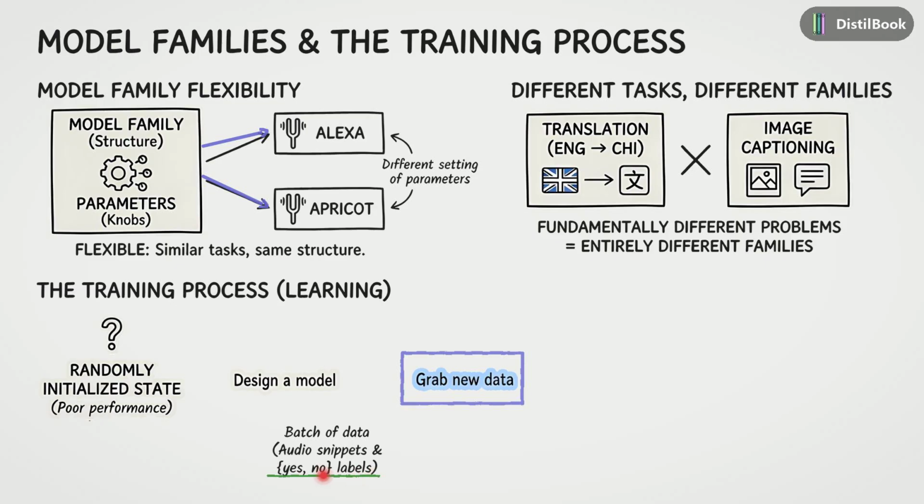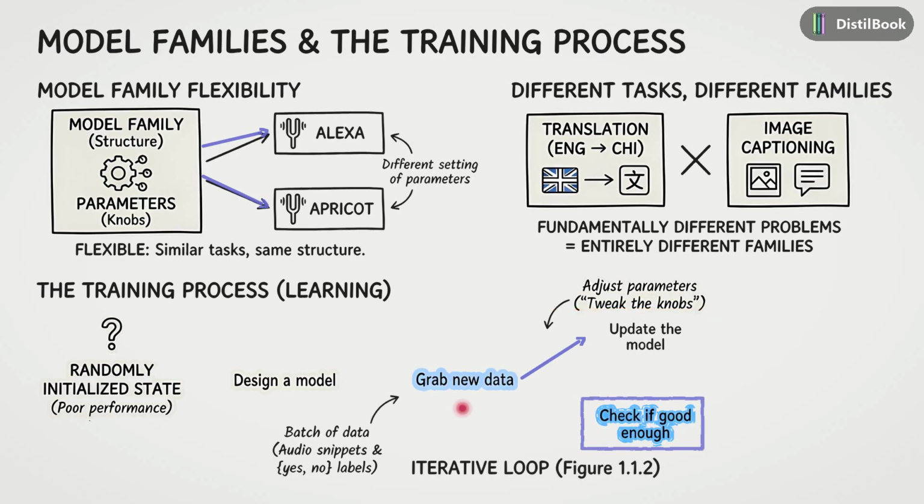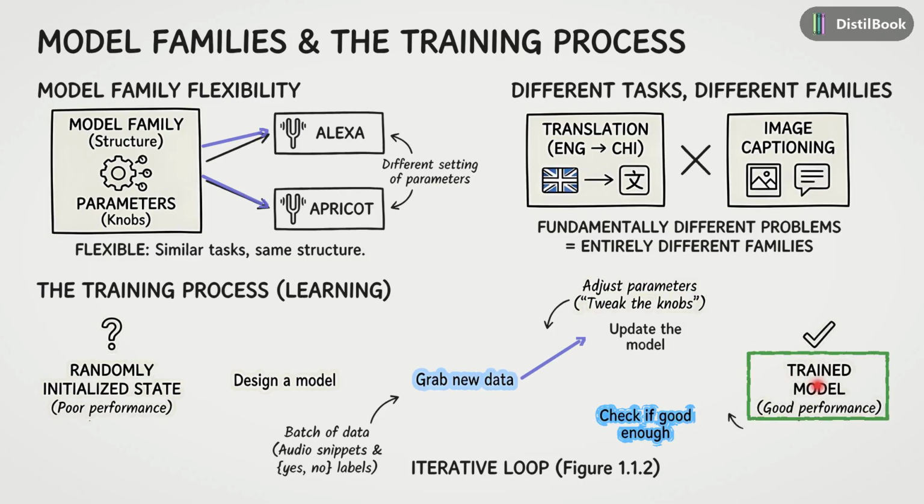We feed this data into the model and then perform the most critical step. We move up here to update the model. This is where we mathematically tweak the knobs to make the model slightly better at predicting this specific batch of data. Once updated, we drop down to check if the performance is good enough. Usually at the start, it isn't, so we follow this path back to the beginning of the loop, grab more data, update the parameters again, and check again. We repeat this cycle thousands or millions of times until finally the check passes and we output a trained model. At this stage, the parameters are correctly set and we have good performance.